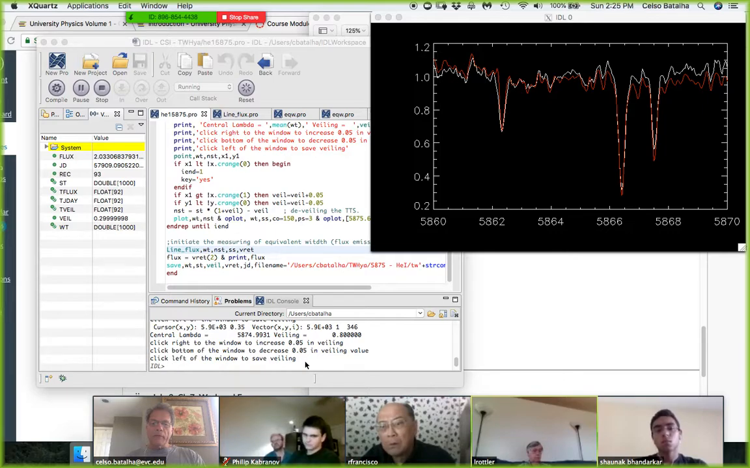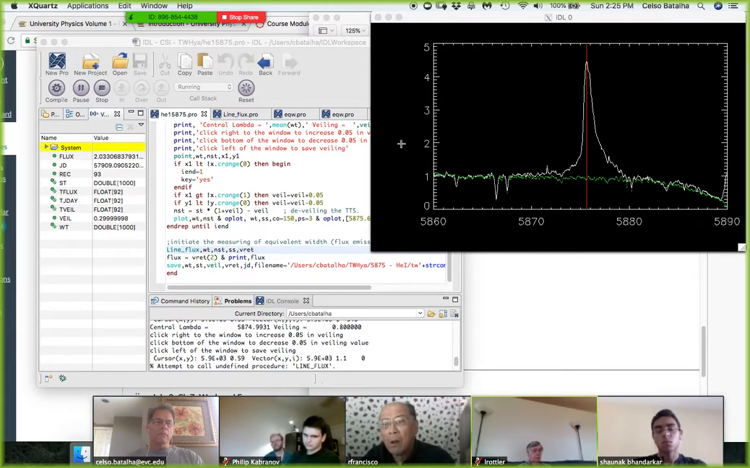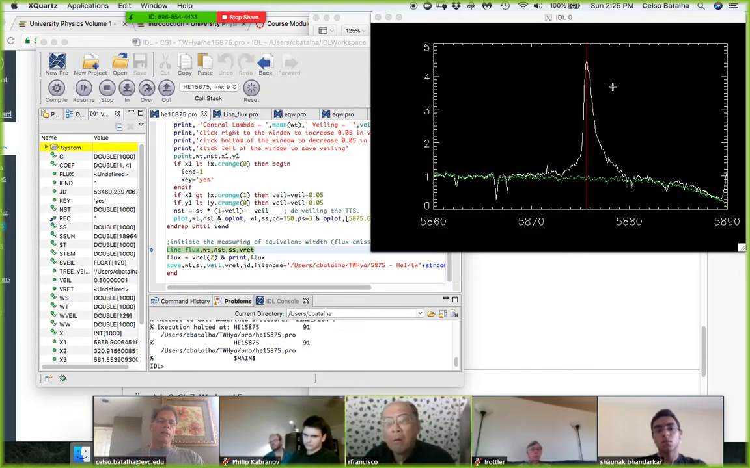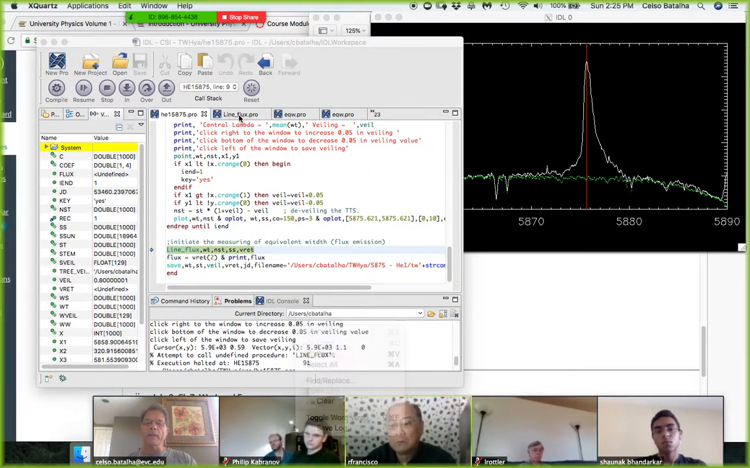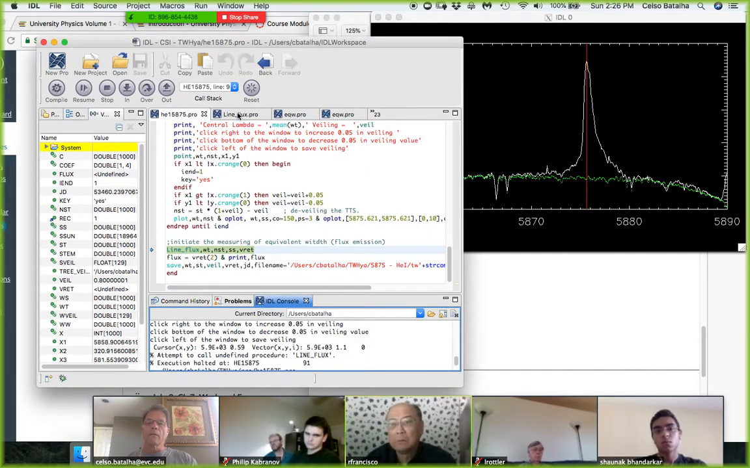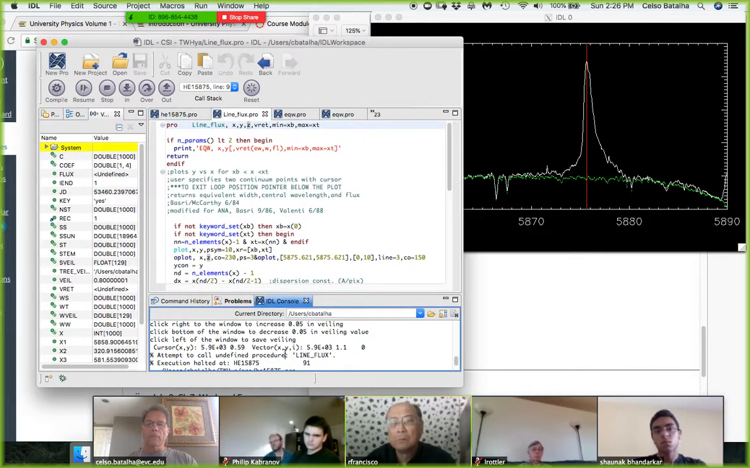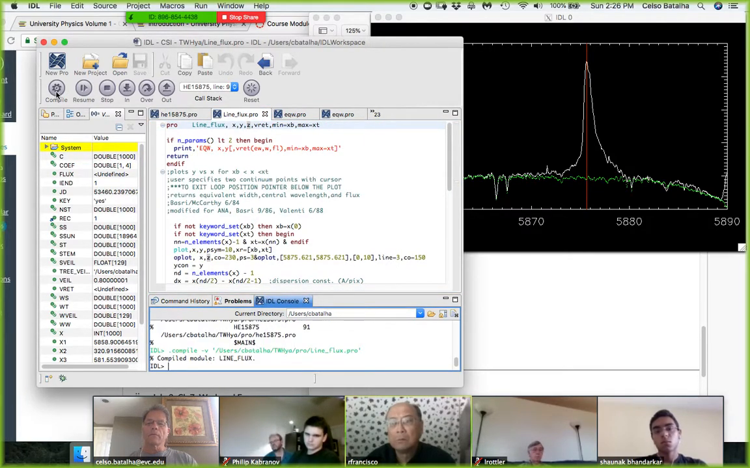So click left of the window to save. Did, and now we have the ability of measuring. So what is it complaining about here? Oh, because I didn't compile line flux. Doesn't go to line flux.